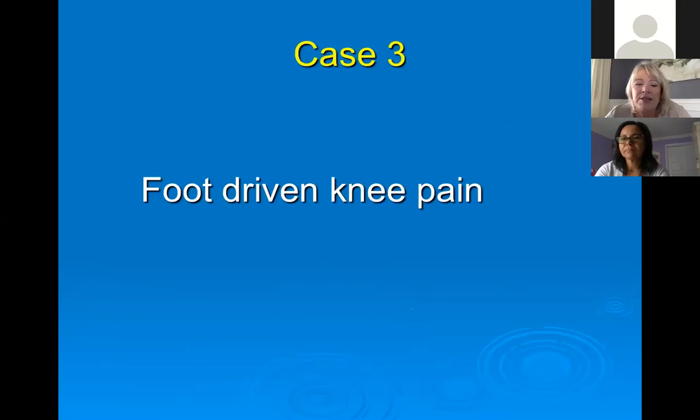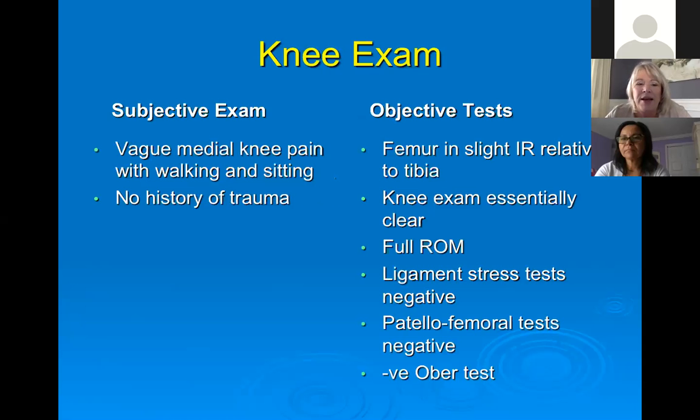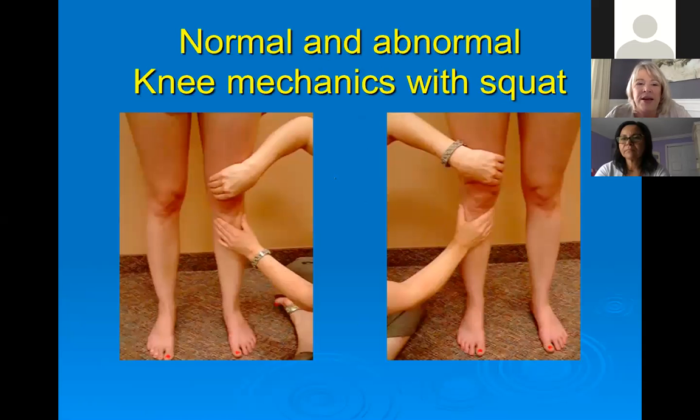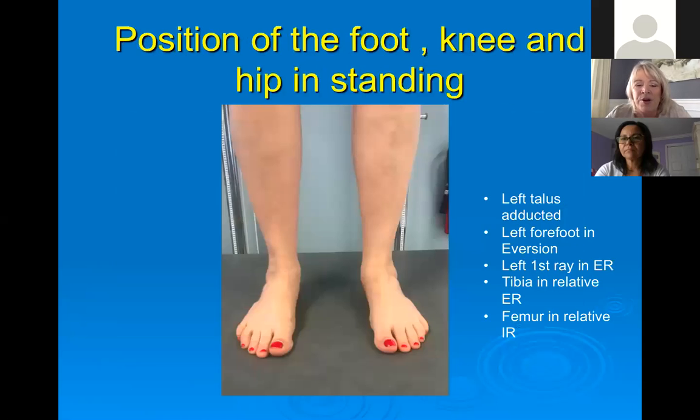So third case, foot-driven knee pain. And the same subjective exam that we saw before. So the knee exam is negative, and we repeat that squat test and we find the same things that I showed you before, okay? However, this time we noticed there's a little something going on in the feet.